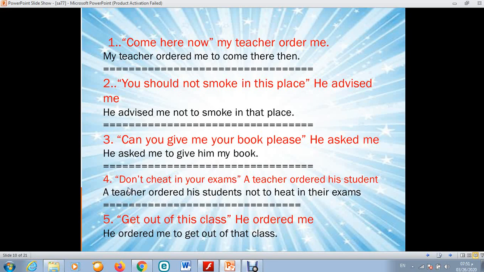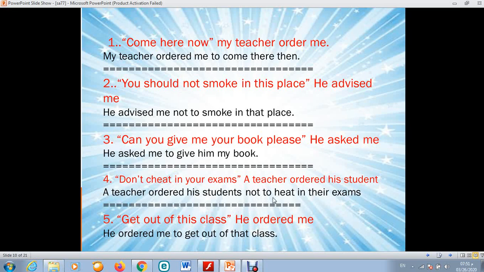Please focus here. "Don't cheat in your exams." Don't. So this is a negative command because it begins with don't. When I change it into indirect speech, I'll say a teacher ordered his students. Then I will erase don't and use the connector not to, then cheat.